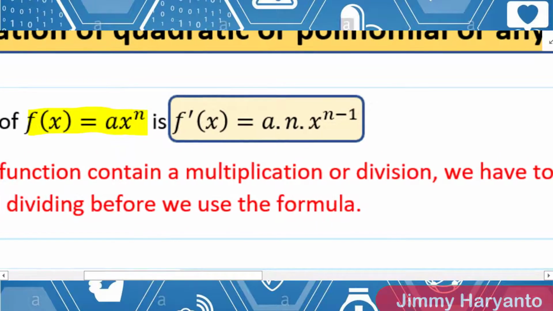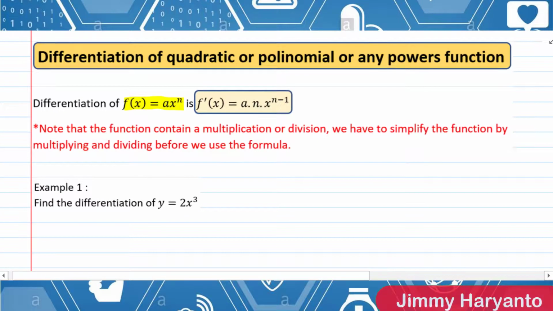And the differentiation is a little bit complicated. It will be a times n times x to the power of n minus 1. But I will tell you the easiest way to solve this. Note that if the function contains a multiplication or division, we cannot differentiate the function one by one. It's different with addition and subtraction. So if you have multiplication and division, you have to multiply the function first, or maybe you can divide the function first. So you will get a simpler function.